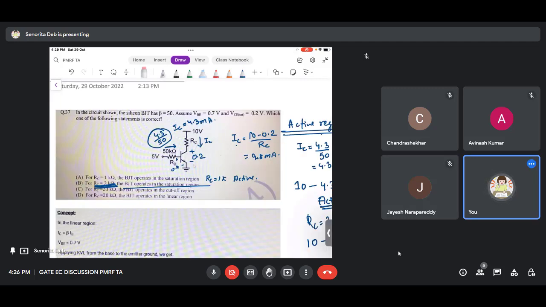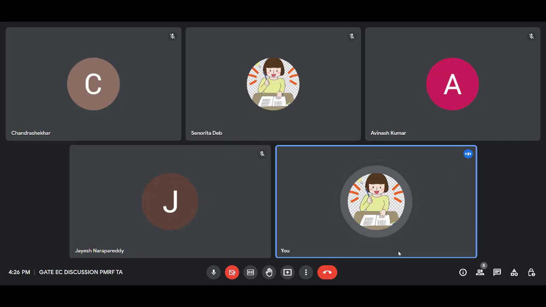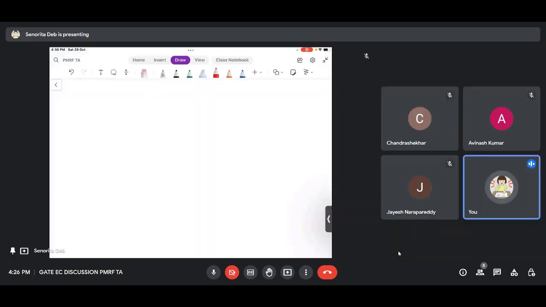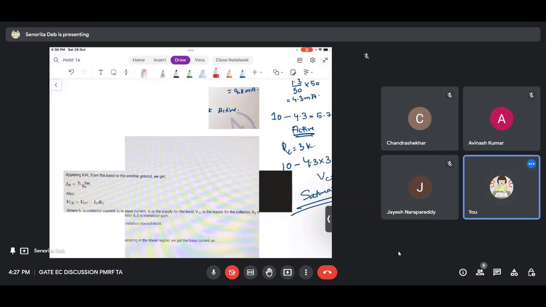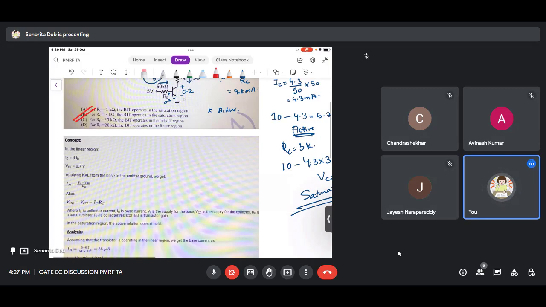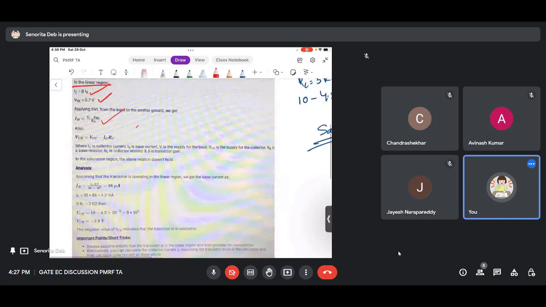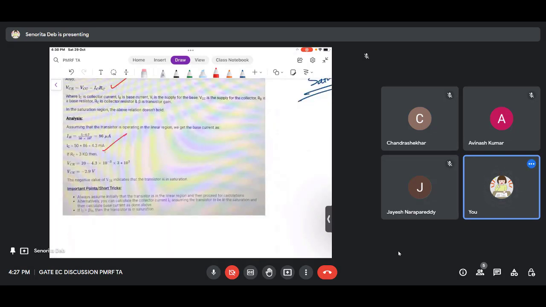Okay, there is one solution that I found over the internet, just wanted to show you guys. Let me share my screen again. Let us see what they have done. I haven't seen the solution, whether they have solved the way we are solving. In the linear region, IC will be equal to beta times IB. They found IB the same way. VC is there. Now assuming everything, you found IC. So they have basically done the same thing.